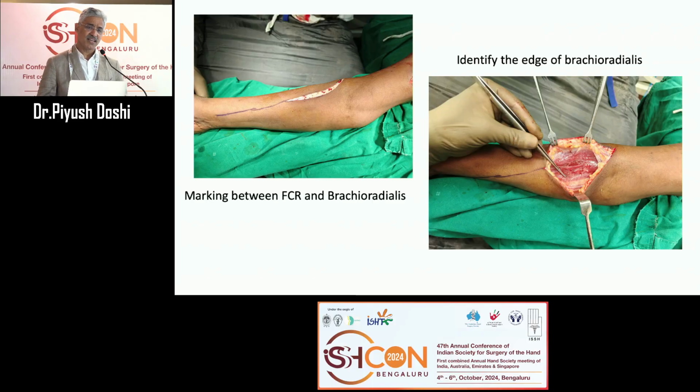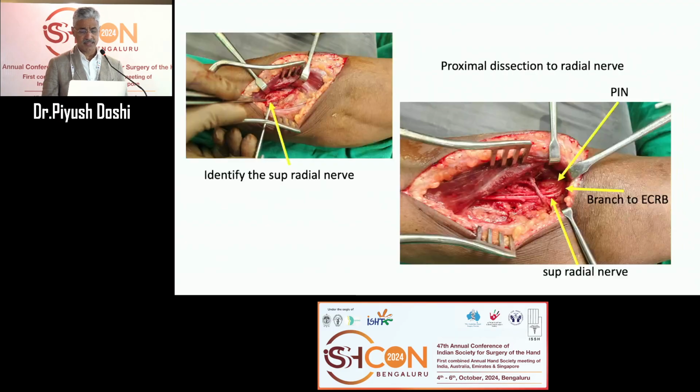There are different variations of technique. Even Bertelli has modified his surgical technique from the first publication, and this is the way I do it. I mark between the FCR and brachioradialis, then identify the edge of the brachioradialis. When you retract it, you can see the superficial radial branch of the radial nerve.